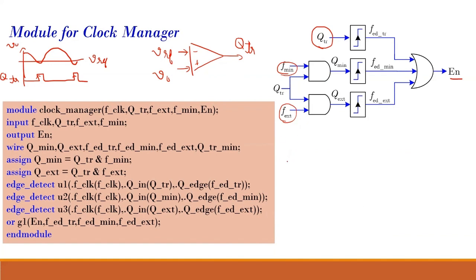So what happens is, this QTR should come only when V output is less than Vref, as per this op amp. Have I written it wrong? This should be plus, this should be minus. Sorry. Okay, whenever my V output becomes less than Vref, then my QTR goes high.